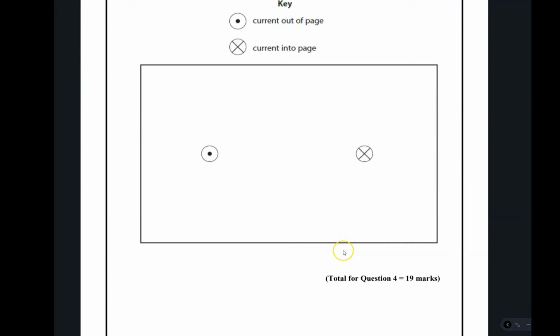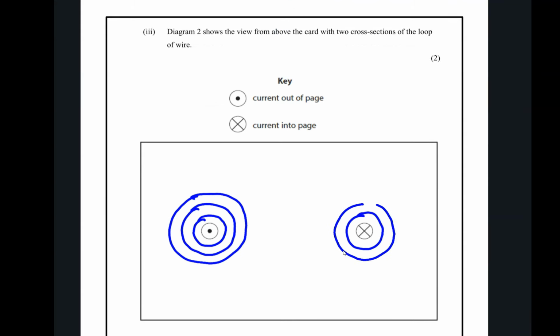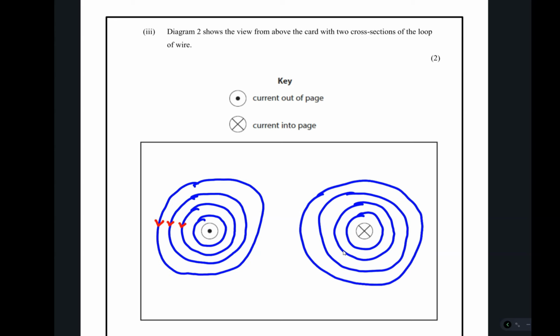The next part, you are supposed to draw the way the patterns are around here. That's what we're going to have, and then we're going to have the direction of the field, which you can determine using the right hand grip rule. The right hand grip rule is the rule that you use to determine the direction of the fields around this.